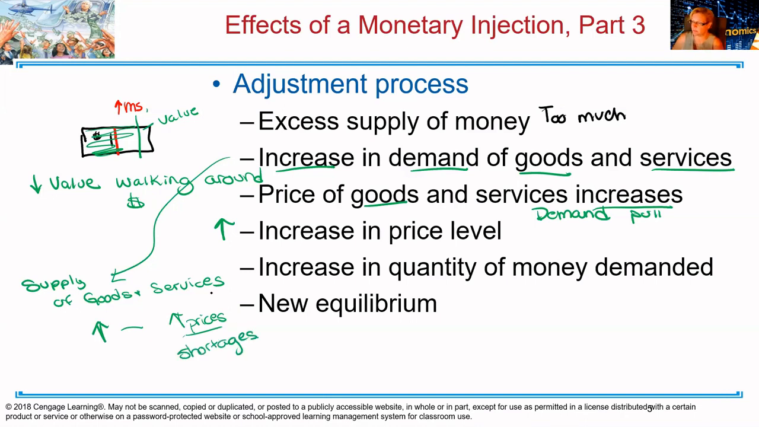Okay, this is where micro and macro kind of marry each other. So there's an increase in the price level, right? So now the price level's going up, which means the value of dollars is going down. It's going to take you more money to buy the same amount of goods and services. This is why we can say there's an increase in quantity demanded, because now you're going to need 3 times as many dollars to buy the same amount. And that's what brings us back to the new equilibrium.